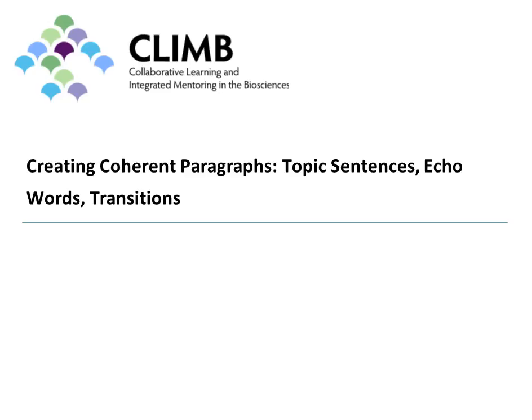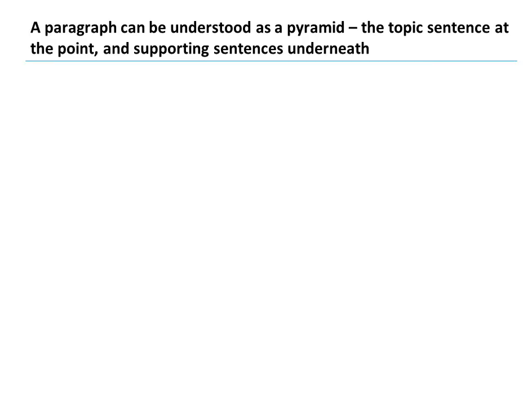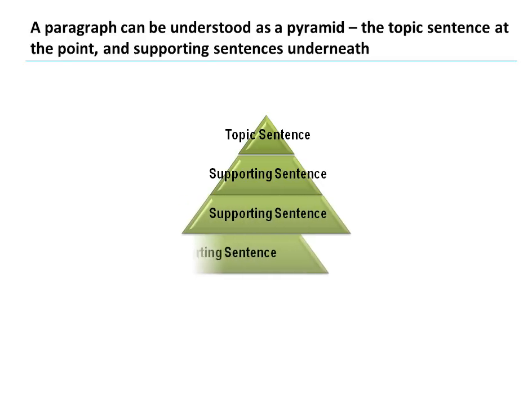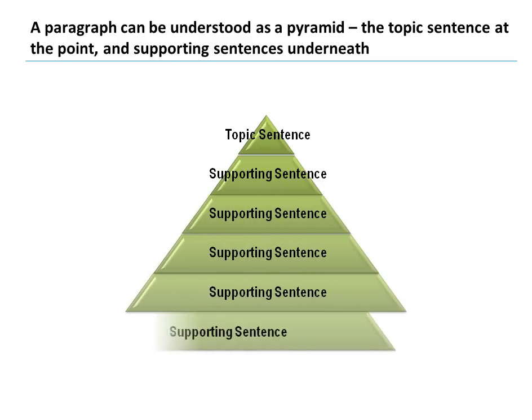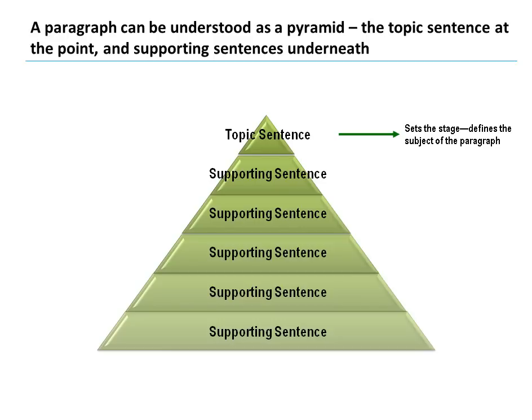In this video, we'll be talking about how to create coherent paragraphs. And there are basically three ways to do that: topic sentences, echo words, and transitions. Now, a paragraph can be understood as a pyramid. The topic sentence is at the point of the pyramid, and all the supporting sentences are underneath that topic sentence. The topic sentence sets the stage. It defines the subject of the paragraph, and all the other sentences in that paragraph are connected logically, creating a flow as you read.